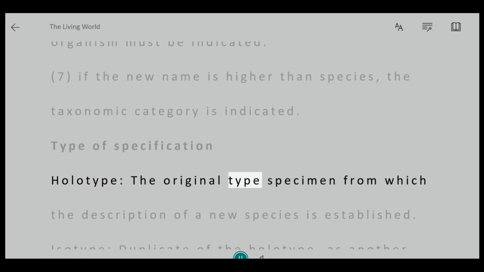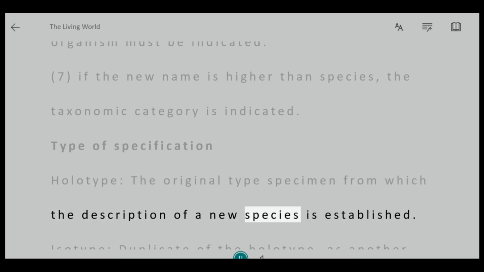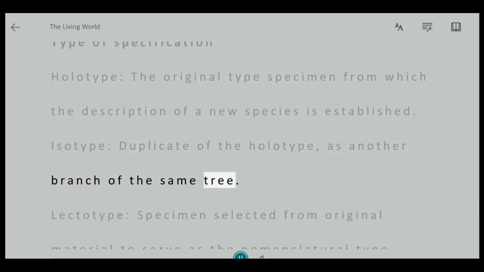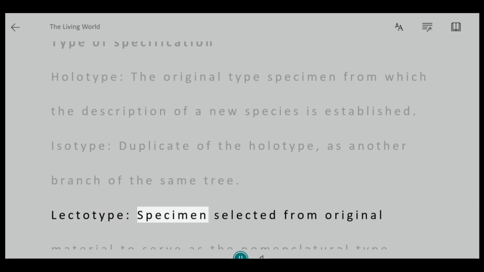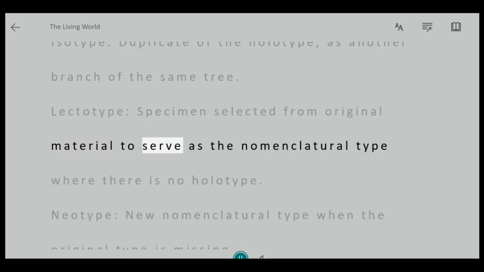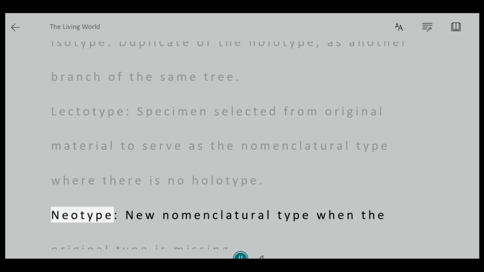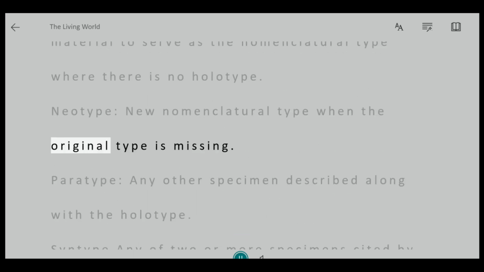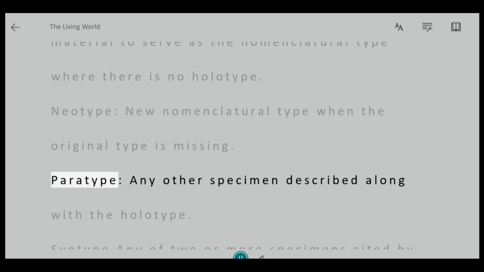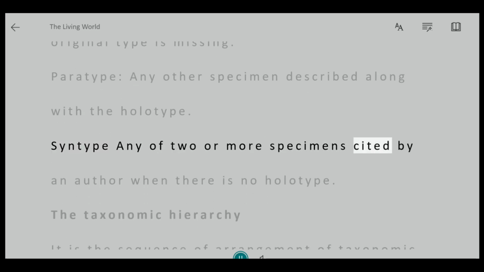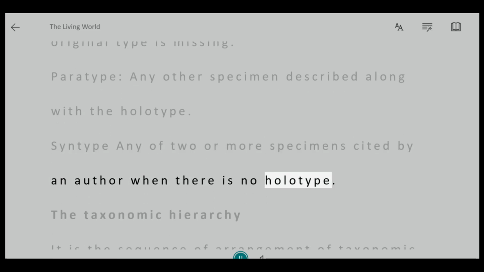Types of specimen. Holotype, the original type specimen from which the description of a new species is established. Isotype, duplicate of the holotype, as another branch of the same tree. Lectotype, specimen selected from original material to serve as the nomenclatural type where there is no holotype. Neotype, new nomenclatural type when the original type is missing. Paratype, any other specimen described along with the holotype. Syntype, any of two or more specimens cited by an author when there is no holotype.